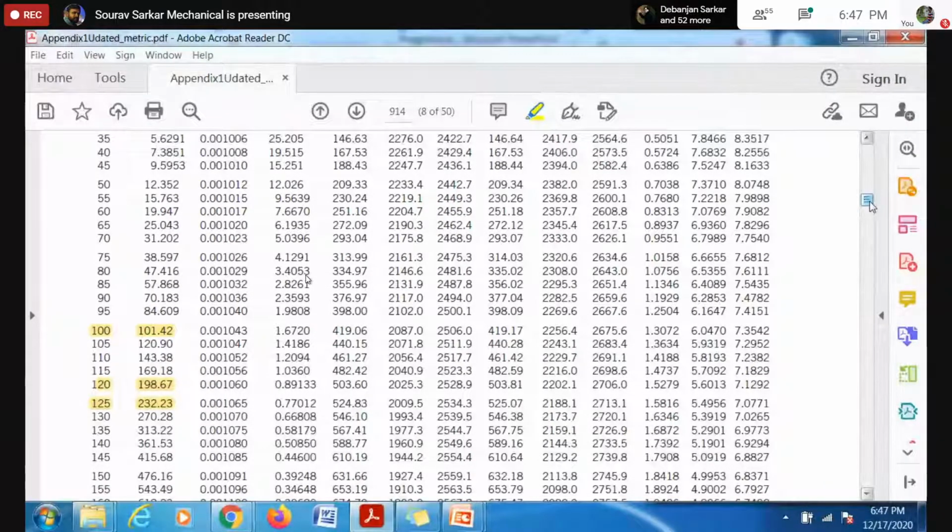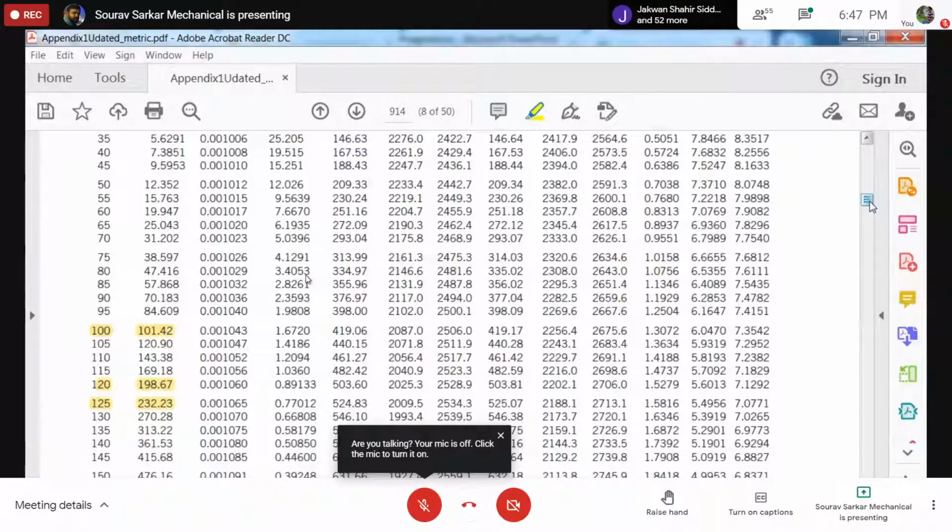Suppose you are at 1 atmospheric pressure and you are willing to increase your boiling point by 50 degrees. How much does the pressure need to be increased? What is the percentage change of pressure for that? Can you solve this numerical quickly? If I want to increase my boiling point by 50 degrees at 1 atmospheric pressure, how much percentage of pressure needs to be increased? Can you tell me?